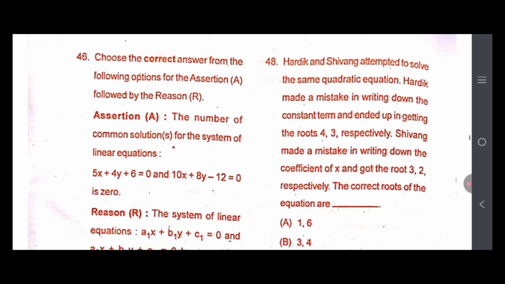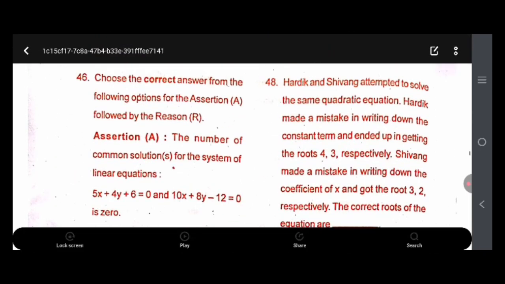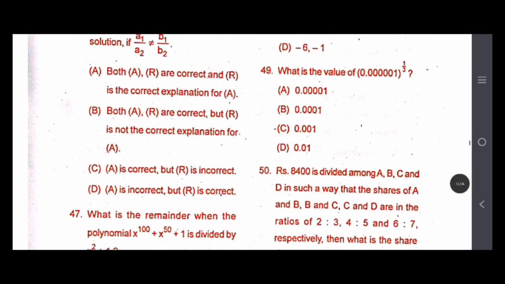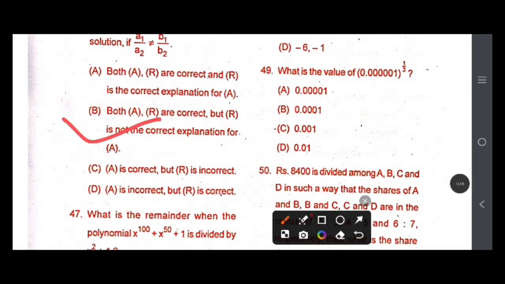Choose the correct answer from the following options for the assertion A followed by the reason R. The correct answer is D. Both A are correct but R is not correct.